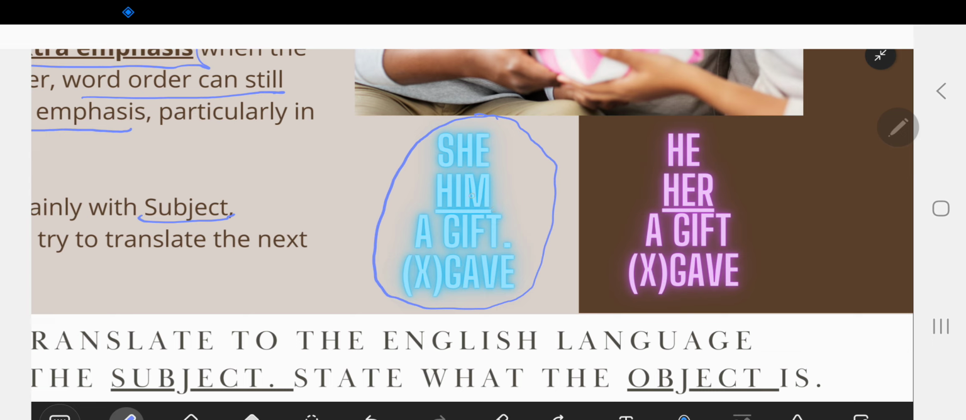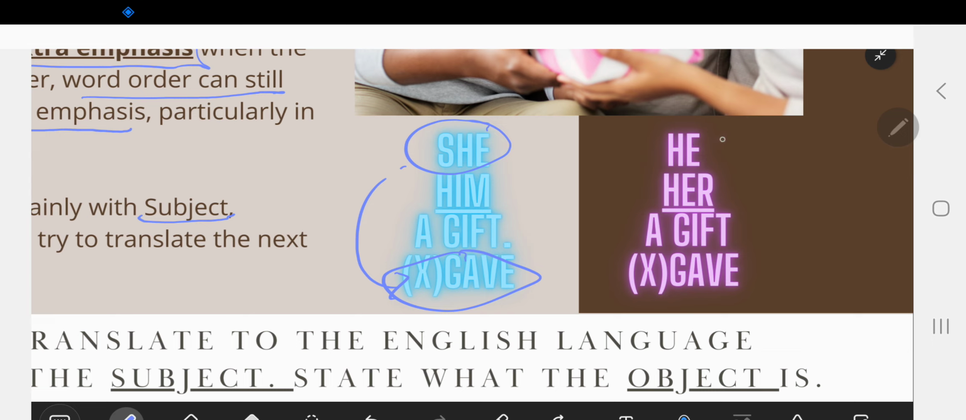in English, right, it would be she gave, which is here, him a gift, right? But just by looking at this, what is the subject pronoun? She. So she must be doing the action, which is gave. So she gave him a gift. And that's how Korean would be.